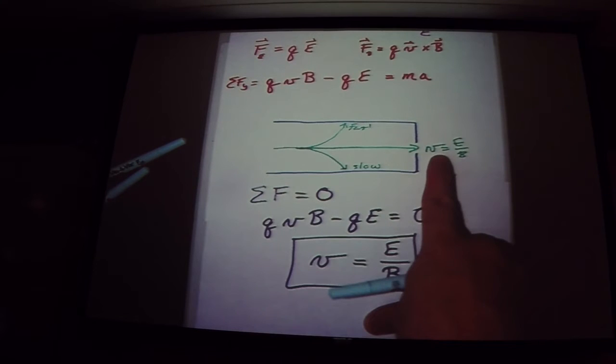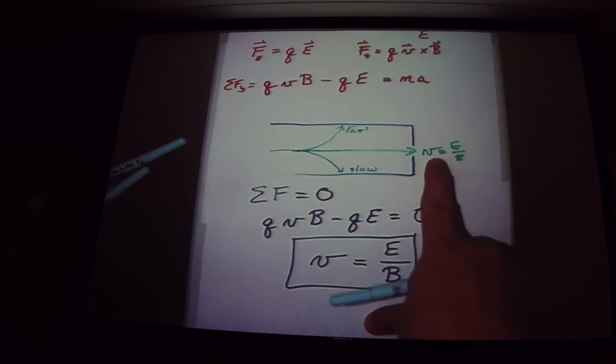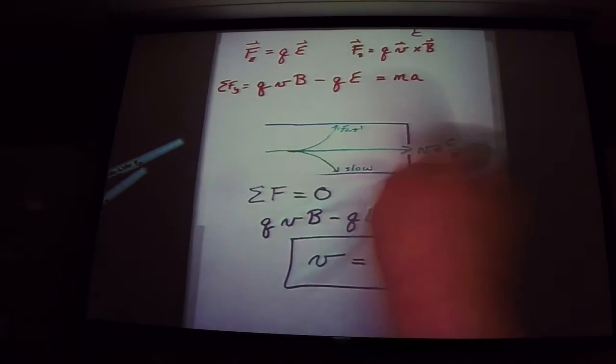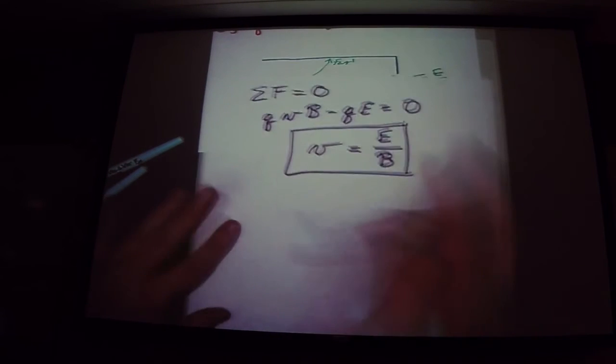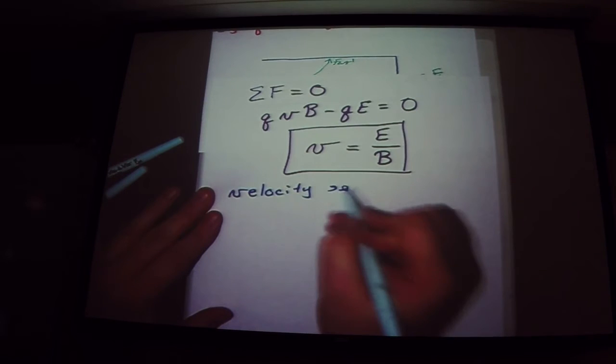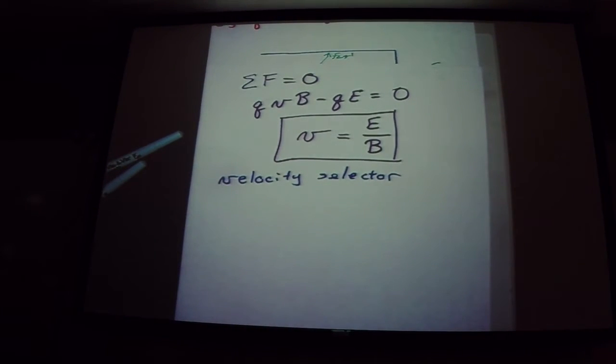We know its velocity. We know what its velocity has to be because we've set the electric field, we've set the magnetic field. We know what the velocity of this particle has to be. This device is referred to as a velocity selector. Because we've set the electric field and the magnetic field, we know what velocity we want. We block off everything else that doesn't go straight through, voila.